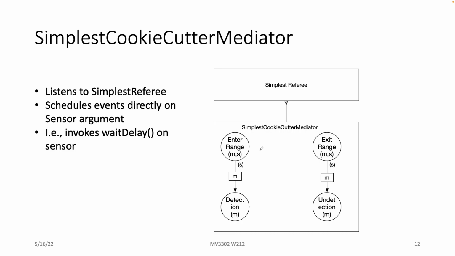And then, for reasons that actually have nothing to do with the simplest one, what we want to do here, and this is just one last little tweak on how the event scheduling works, is that we actually schedule the wait delay on the sensor itself. In other words, that's kind of what this notation is. We're not going to delve too deeply into that, but you'll see it in the implementation. So enter range is going to schedule a detection, and exit range is going to schedule an undetection, all with 0 time.